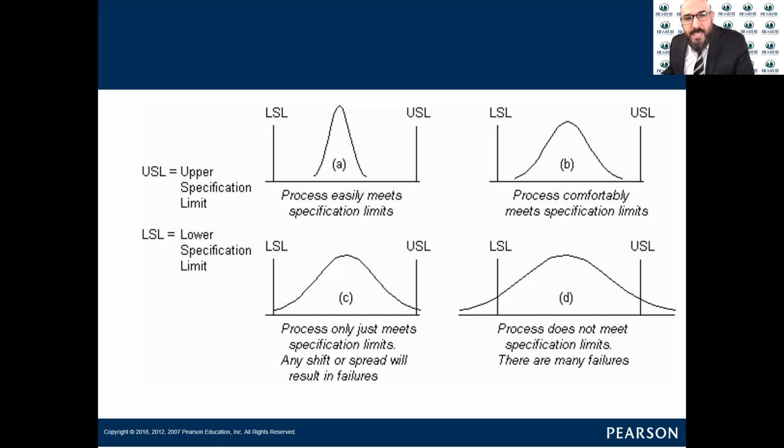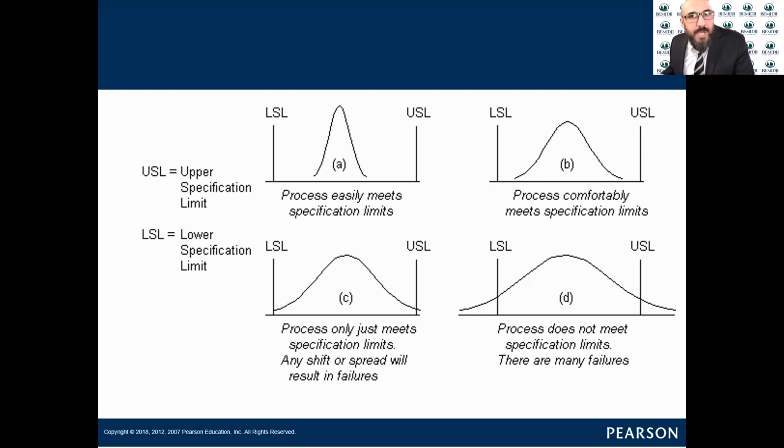So the process is in here. There's plenty of space around the normal curve. Also for B, the process comfortably meets the specification limit. There is enough space around the upper and lower specification limits. The process in C here only just meets the specification limit, it's barely meeting it.